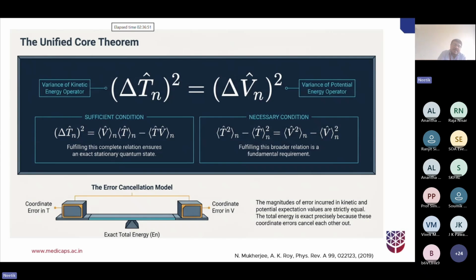And more importantly, the two average values, the kinetic energy average and the potential energy average, if we combine them, give the exact energy. So that means the error associated with kinetic energy may be cancelled by the potential or vice versa. Based on that, we designed two conditions for confined quantum systems. One is the necessary condition, which is analogous to the first expression, and the second is the sufficient condition.